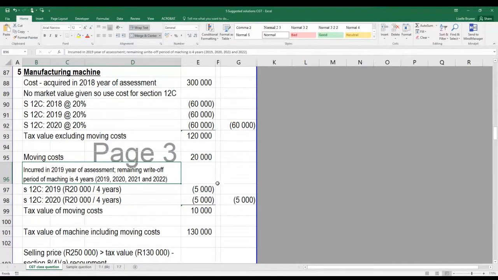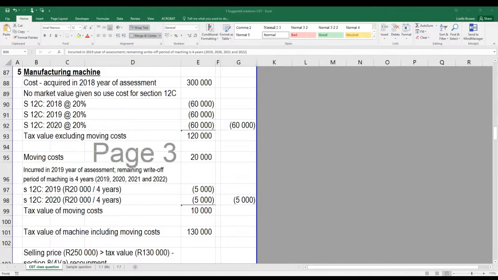So in the second year of ownership. So I always say, if moving costs are not incurred at acquisition, please deal with it separately. You do your tax value calculation separately, because you're not going to use the same rates for the original asset that you're going to use for the moving costs. Because if the moving costs are incurred in a later year, you're going to write off the moving cost over the remaining lifetime or write-off period of the asset, which is not necessarily going to be the same as what 12C says, 20% per year, right?